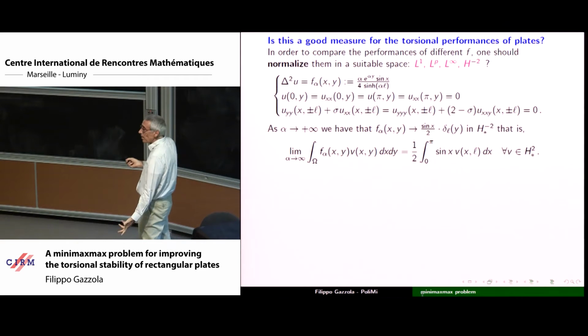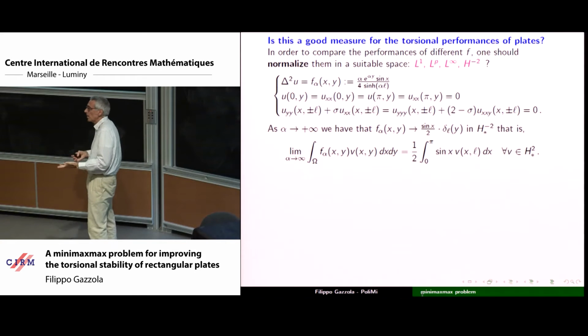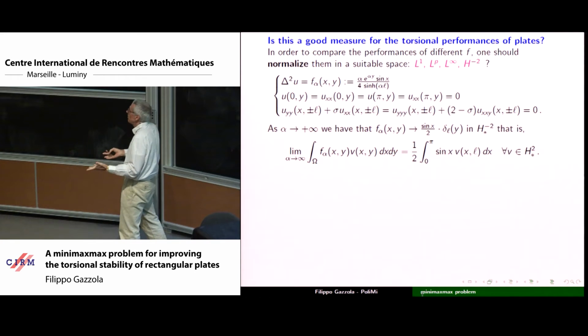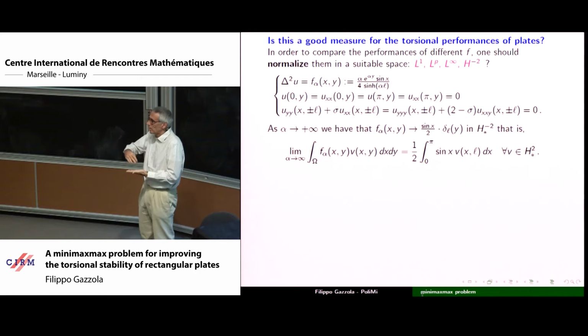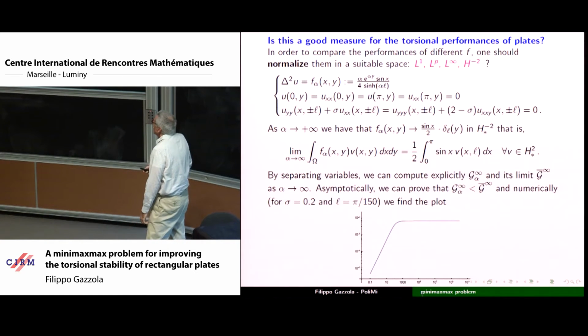And here you can separate variables. We can compute explicitly the solution in terms, of course, of Fourier series. We can compute explicitly the gap function and the maximal gap. And then we have to give up, and we have to use a computer to see what is the behavior of this gap function depending on alpha. So this is what we find.